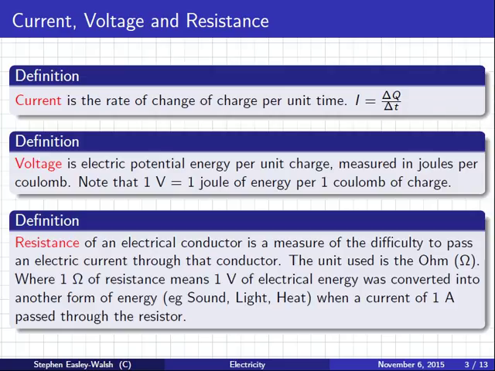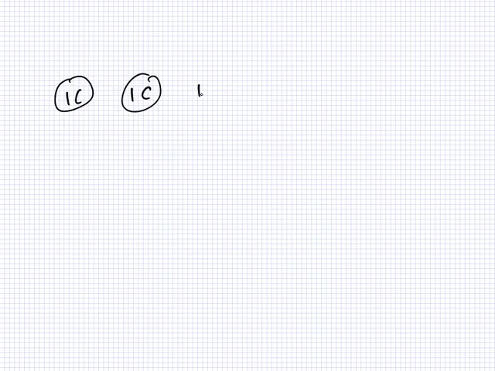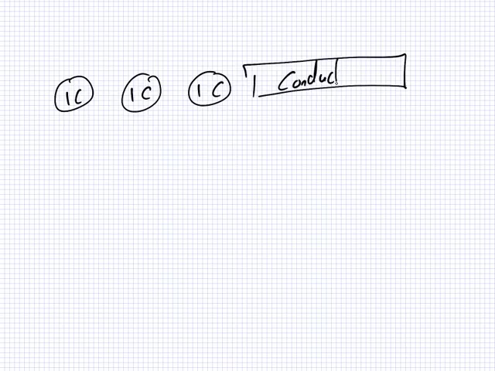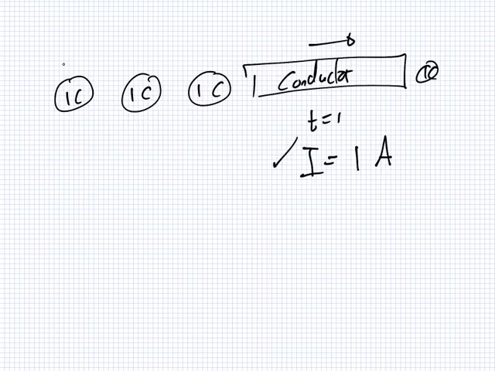Let me just try and draw that. So let's imagine here we have 1 coulomb, 1 coulomb, 1 coulomb, and they'll all move through some conductor. So they're all moving in the conductor, and out they come. And if it takes 1 coulomb 1 second to move through the conductor, then what do we say the current is? We say it's 1 amp, or 1 coulomb per second. Okay? Now let's also imagine that each one of these could do 1 joule of work.